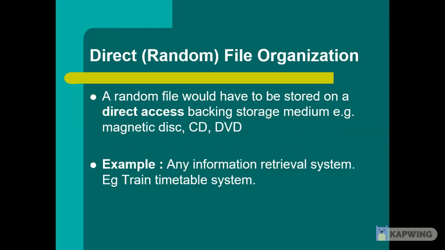Example: any information retrieval system. Now the example for this direct access is a train timetable system. So here the records can be directly accessed from the random file. Suppose the hash key is 25. So we'll go for that key 25, and based on that we can directly access the record of 25.